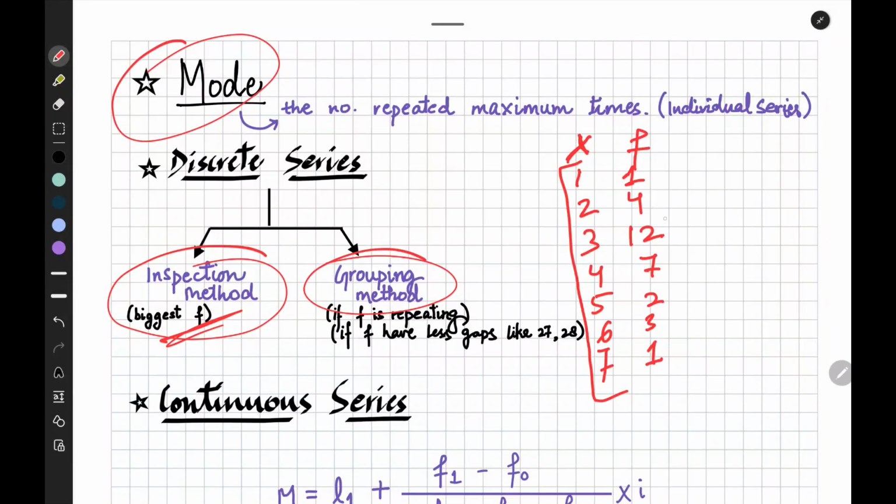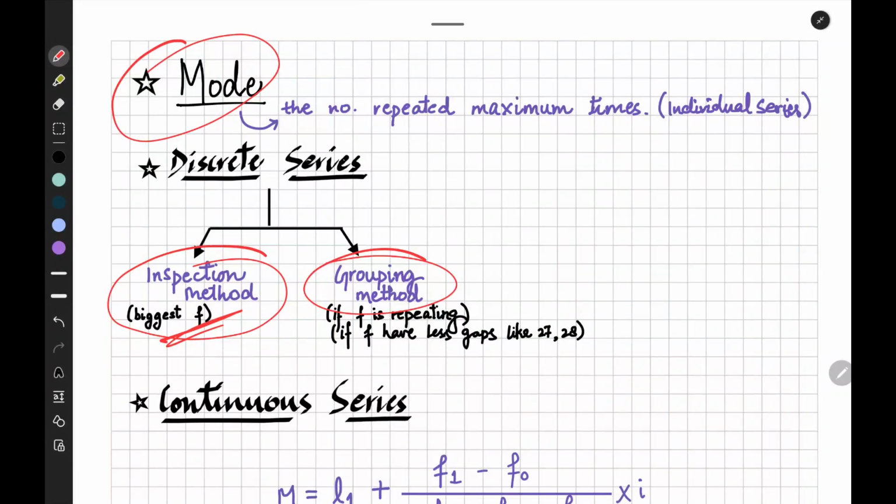So as we can see, 12 is the greatest number here. 12 is the greatest frequency. So the value of x corresponding to this biggest frequency will be the mode. So the mode is 3. This is for the inspection method. Now let us check the grouping method.